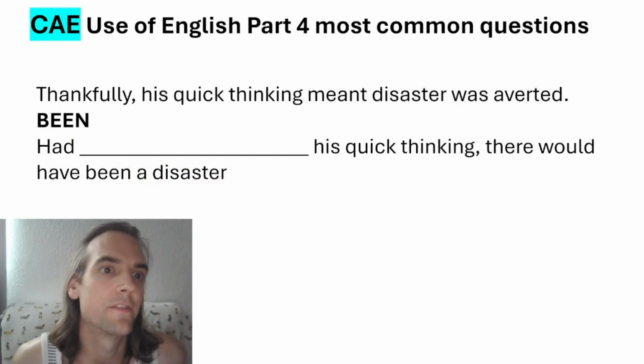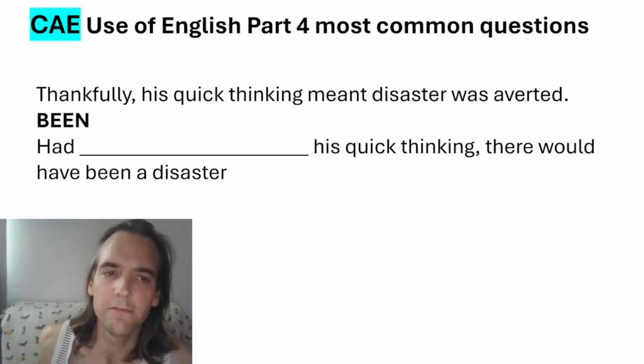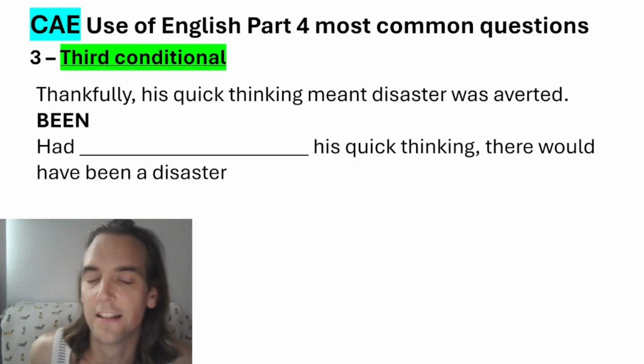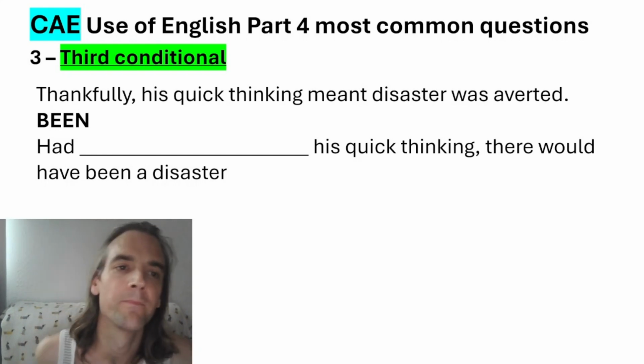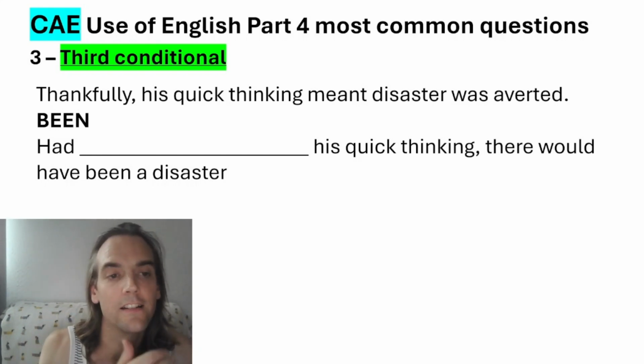Can we do the same thing for C1? Slightly more difficult structure, but it is still a third conditional. When I leave these pauses in my speech, it's for you to pause the video and try and do these questions yourself. That's the whole point of these exercises, for students who really want to do it. So it is another third conditional.